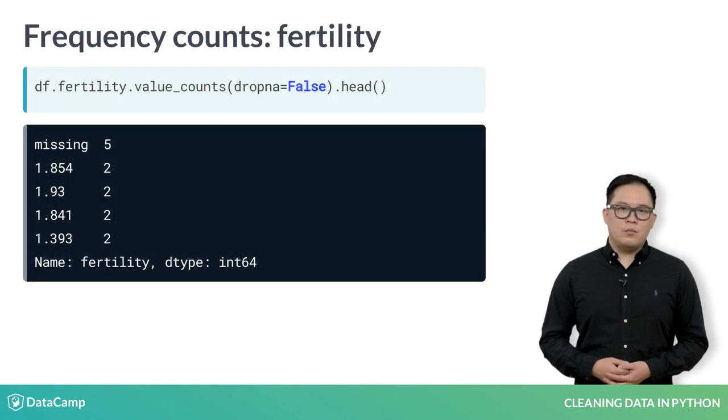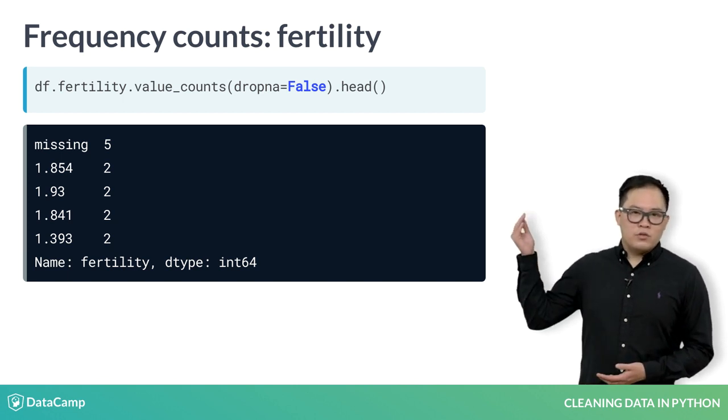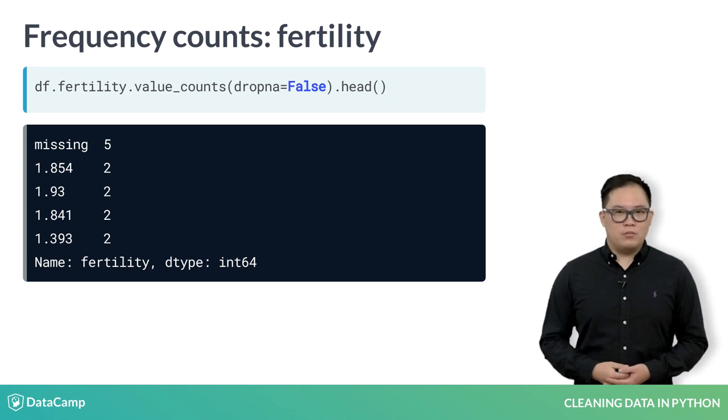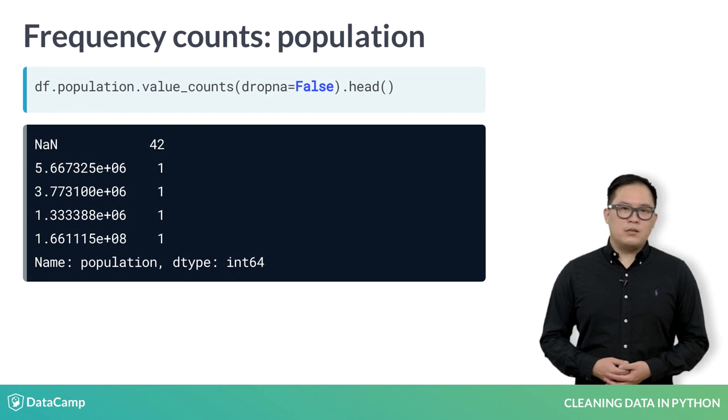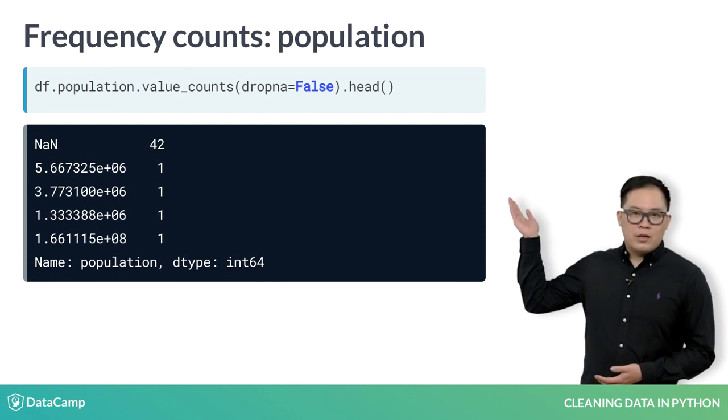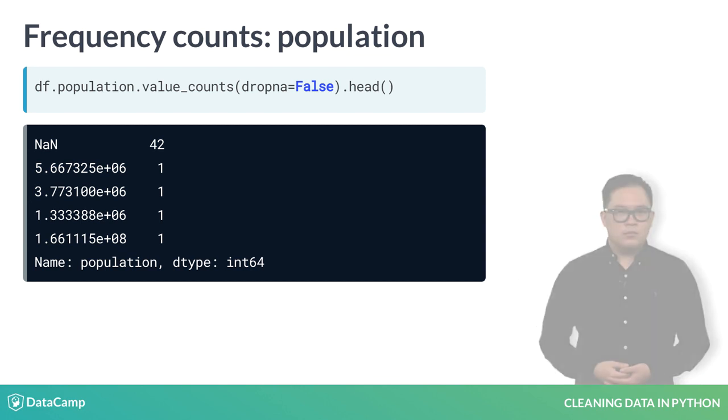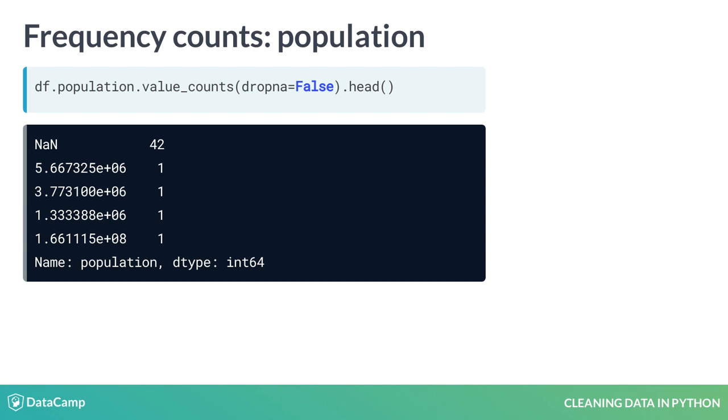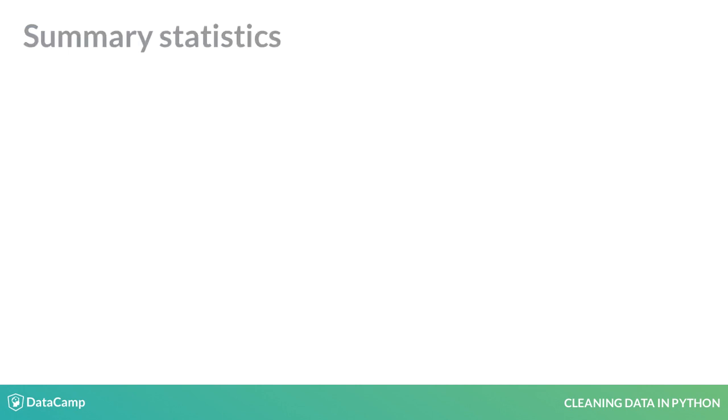The fertility column is the column we expected to be numeric, but stored as a string. This is because we have a string named missing in the column. This is why the fertility column has the wrong dtype. It also alerts us that we need to recode the missing string. If your column has missing values, they will also be counted, provided you pass the dropna equals False parameter. Here you see we have 42 missing values in the column.